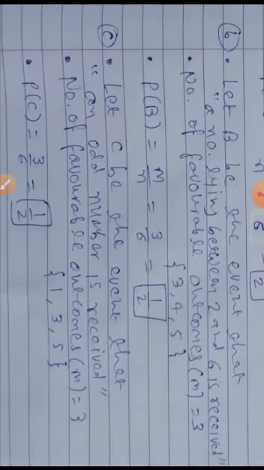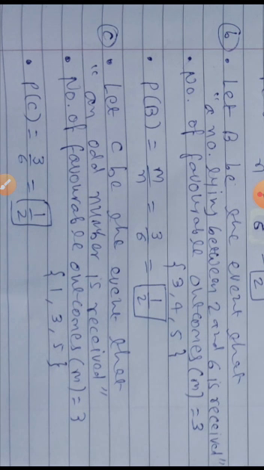Similarly third one, here new letter is used. Okay, let C be the event, because every time you cannot suppose any repeated alphabet for any event. So C be the event that an odd number is received. Okay, whatever they asked should be written in inverted comma.